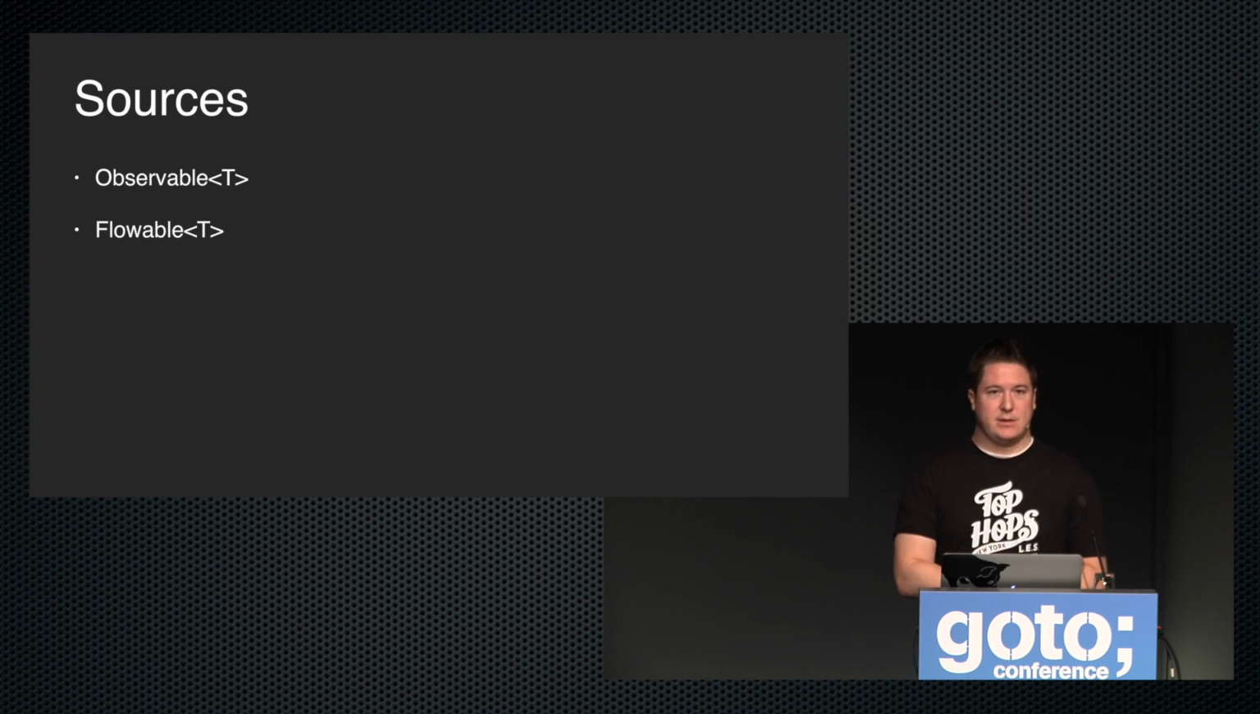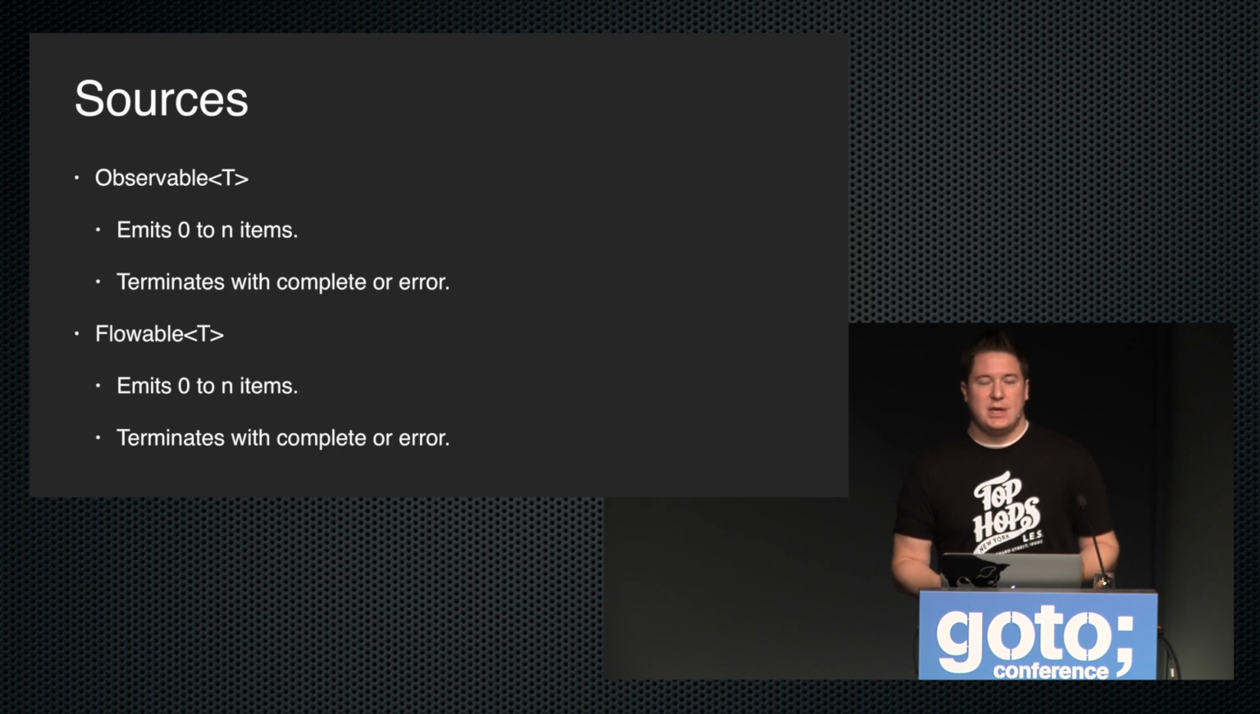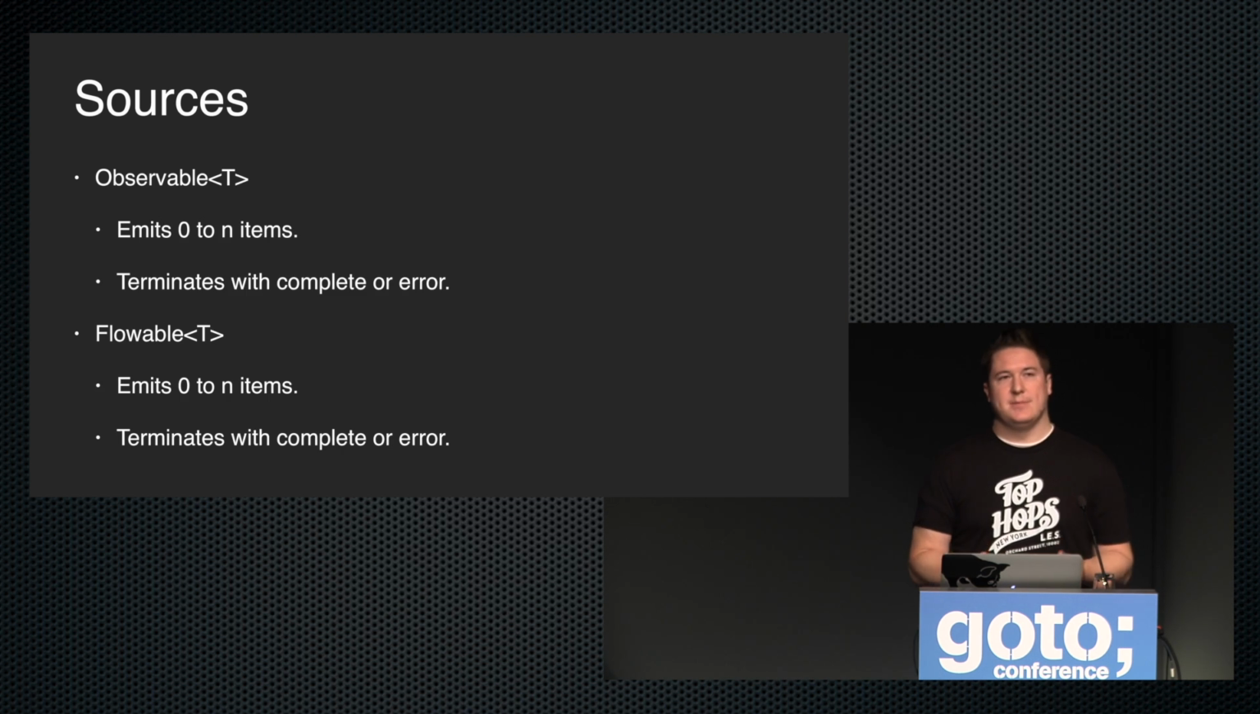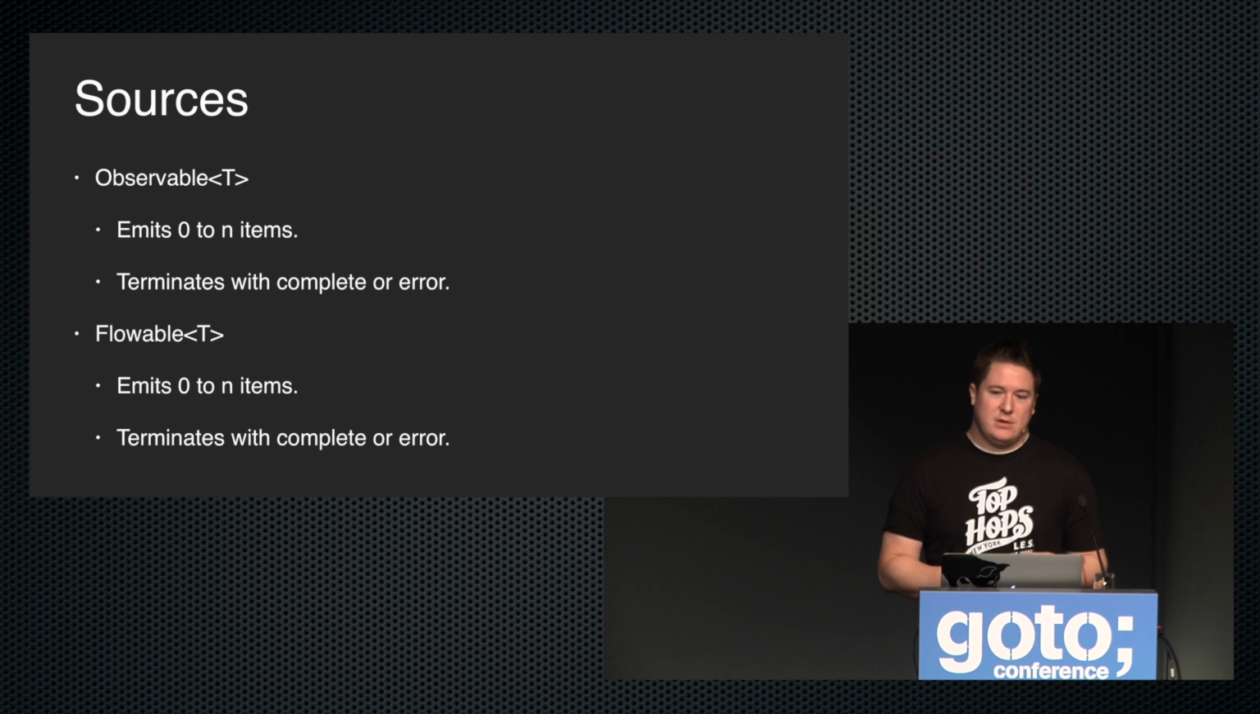The two main types that are going to represent this in RxJava 2 are Observable and Flowable. And these both actually end up modeling the same types of data, and that can be 0 to n items. So it can be empty, can have a single item, or potentially many. And then they terminate either successfully or they terminate with an error.